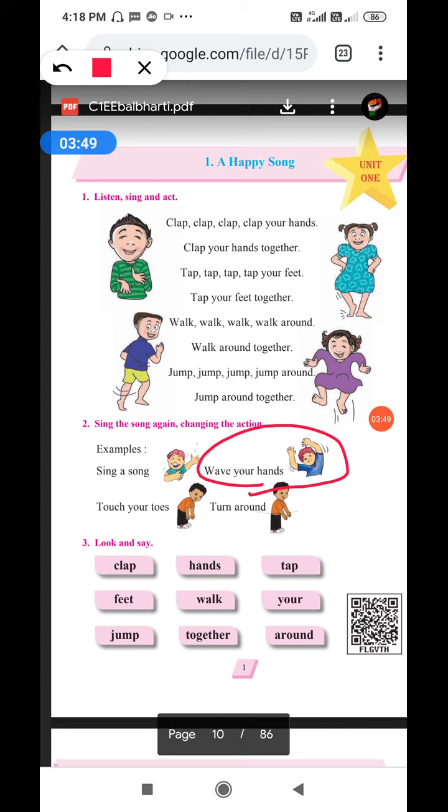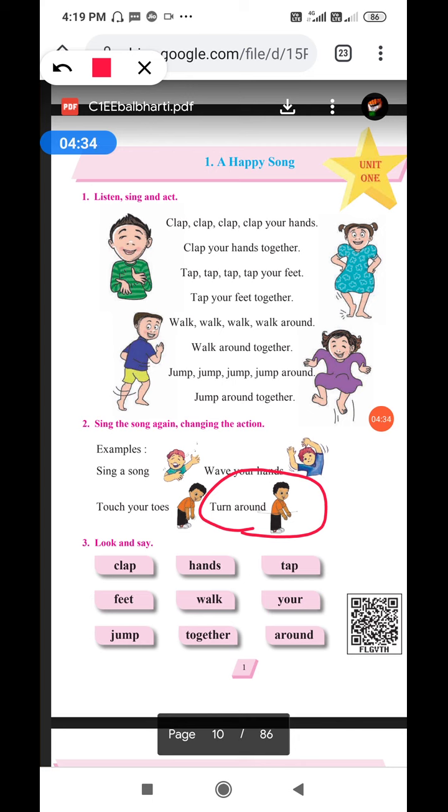What is this boy doing here? He is waving his hands. हम hands up करके wave करते ना? Means जिसको bye भी करते हैं hands, तो both the hands are waving. Wave, wave, wave, wave your hands together. What is this boy doing here, students? Yeah, he is touching his toes. Toes means feet. हमारे feet के fingers है ना? He is touching that. So touch, touch, touch, touch your toes together. And what is this boy doing here, student? Yes, he is turning around. So turn, turn, turn, turn around together.